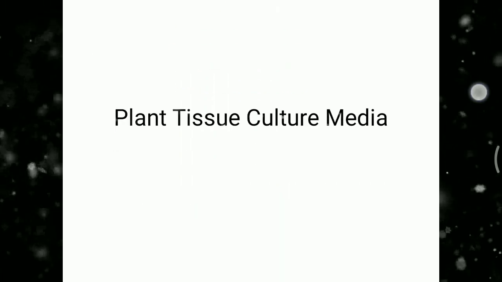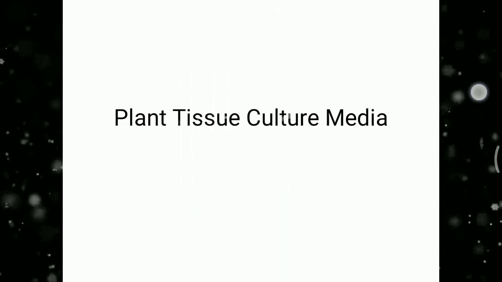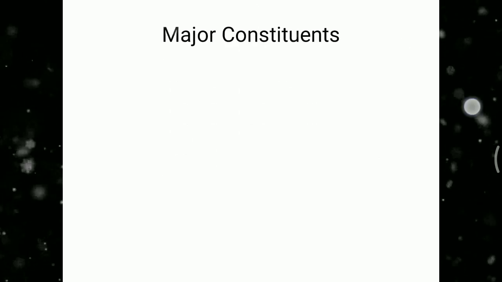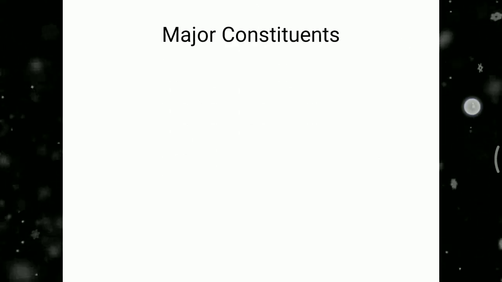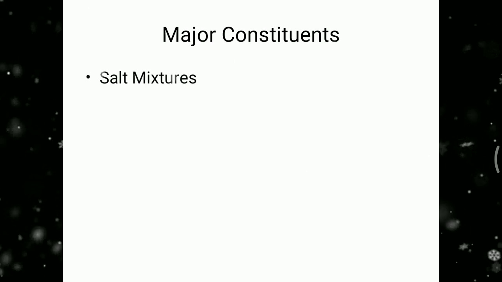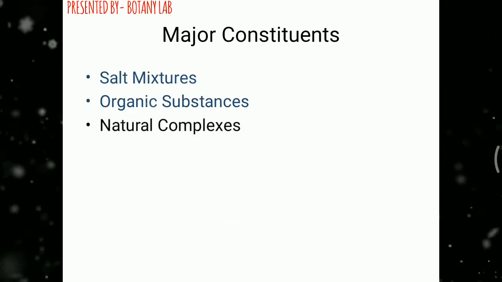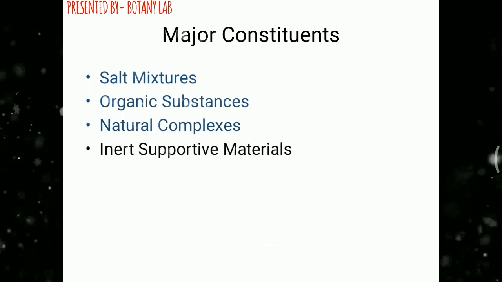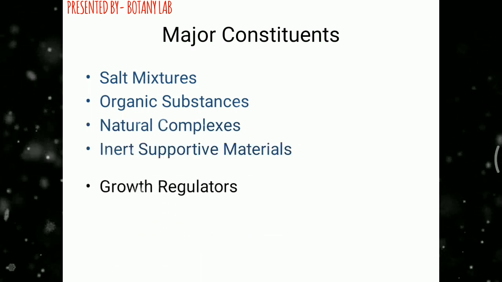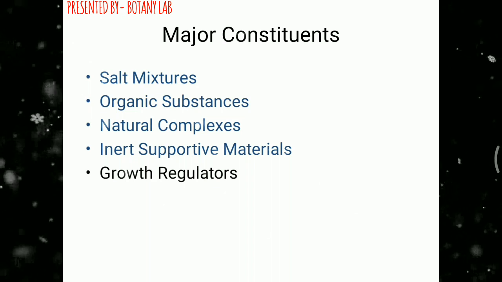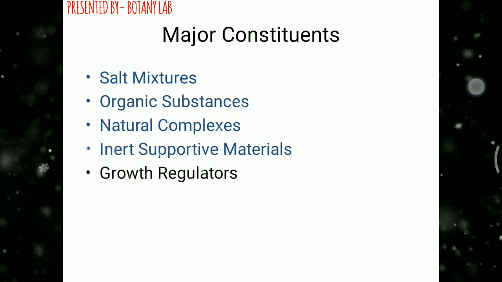Today we will discuss plant tissue culture media. So what are the major constituents of plant tissue culture media? They are salt mixtures, organic substances, natural complexes, inert supportive materials, and finally growth regulators.